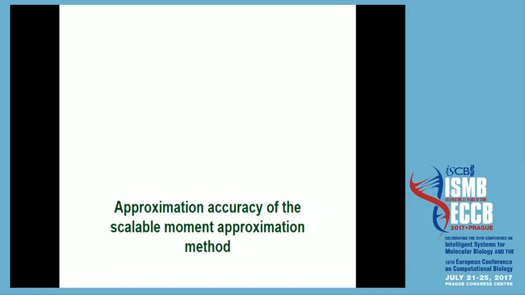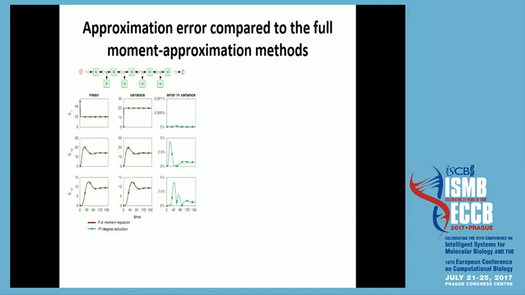This size reduction comes with the cost of losing some accuracy, because by leaving out some covariances and replacing them by 0, we of course introduce an approximation error. Now, to study whether this approximation error is acceptable or not, we again looked at several chemical reaction networks, and we simulated them, and we compared the solution of the S2MA with the full second-order moment equations.